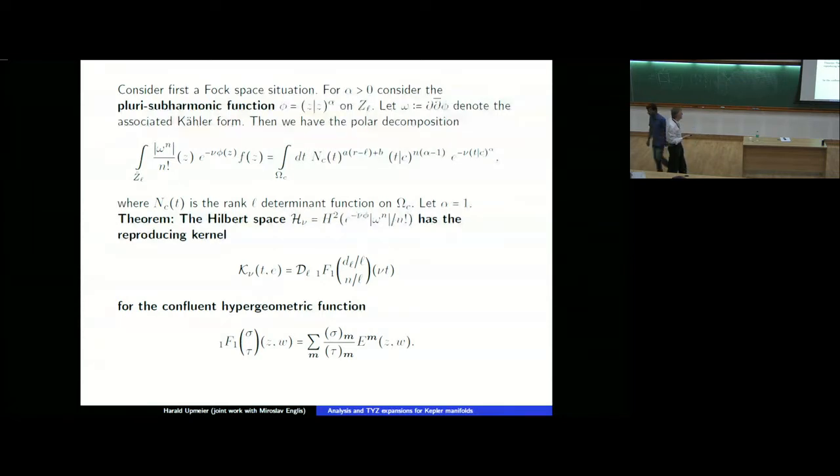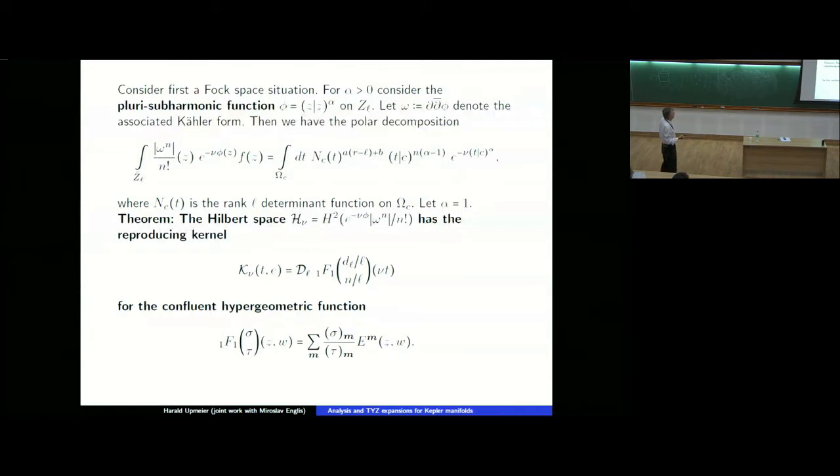The theorem is that in this case, in the Fock space situation, we get an F11, a confluent hypergeometric function with certain parameters, dl over L, n over L, at the power nu t. You know it must depend on nu. We want an asymptotic expansion in nu. So the nu t is just the argument inside the hypergeometric function. So that is the first result in the Fock space. And as I said, it leads to the TYZ expansion.